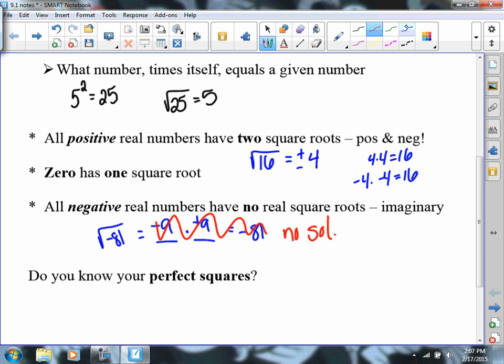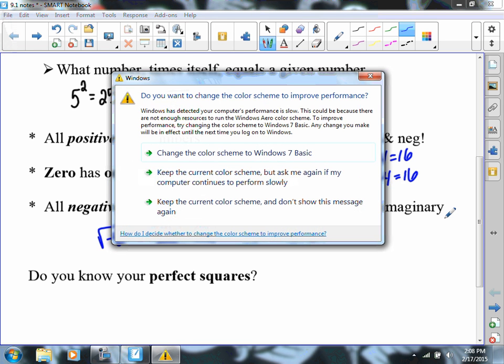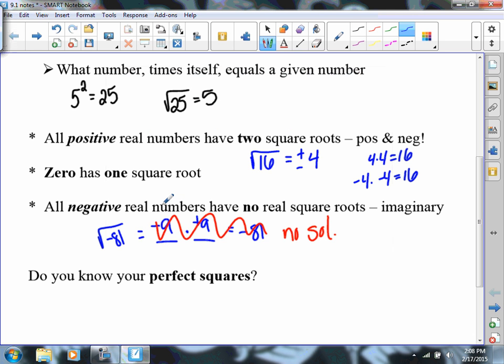Now there was a mathematician who came up with a way around this, and he took the square root of negative 1 and called that an imaginary number. So when you get to Algebra 2, they'll talk more about what imaginary numbers are and how you can get around this. But for right now, just know that when you take the square root of a negative number, it's no solution.